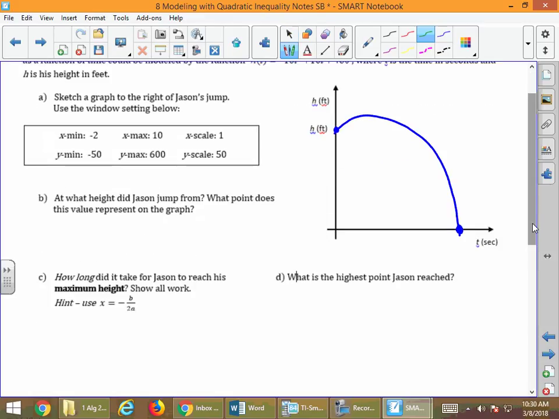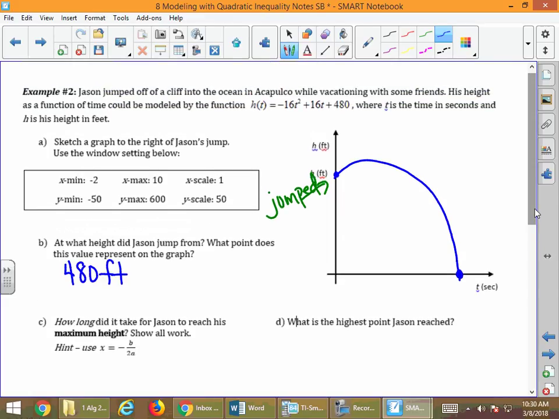In fact, let me label it. He jumped. And that value on our graph is 480 feet. And it says, what point does this value represent on the graph? Well, the point that it represents on the graph, it's where did it cross the y-axis? So this is the y-intercept.